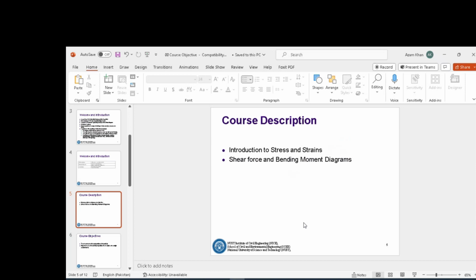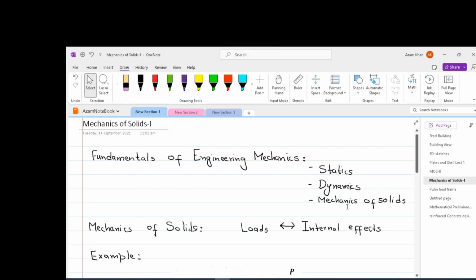I'll briefly discuss what mechanics of solids is. There are two things which we will do in this class. One is stresses and strains, and another one is shear force and bending moments. But mechanics of solids comes under the umbrella of fundamentals of engineering mechanics. So fundamentals of engineering mechanics is statics, dynamics, and mechanics of solids. Statics and dynamics you might have done or you might be doing. Mechanics of solids we will be doing now.